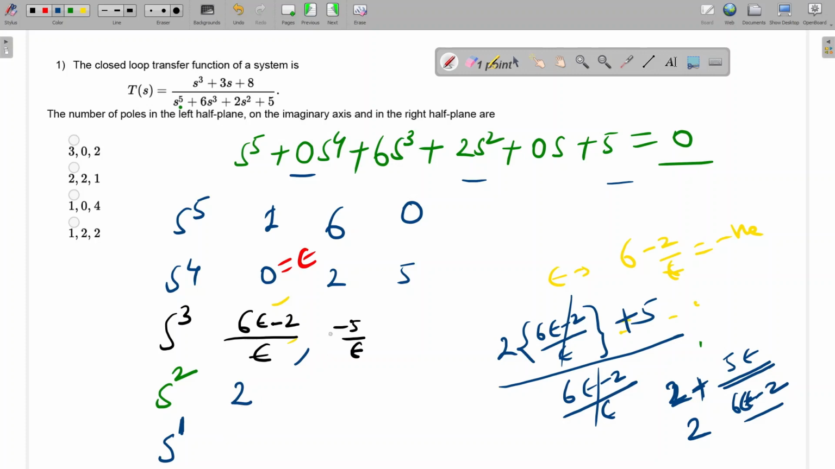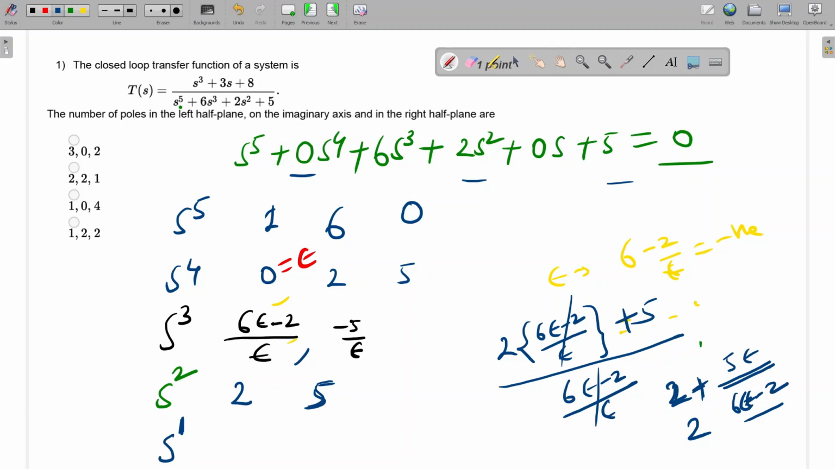No, no. Something we are missing here. This into 5 minus this into 0. So this will be what? This into 5 minus 0 divided by this will be 5 only, correct? 5 only. Okay. Now again, we have to calculate s to the power 1.